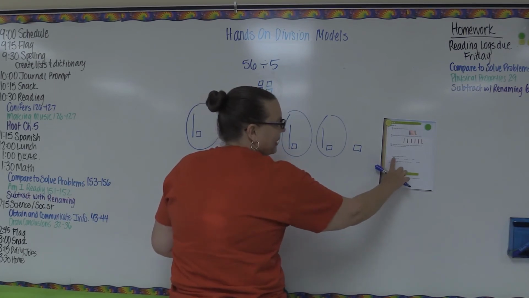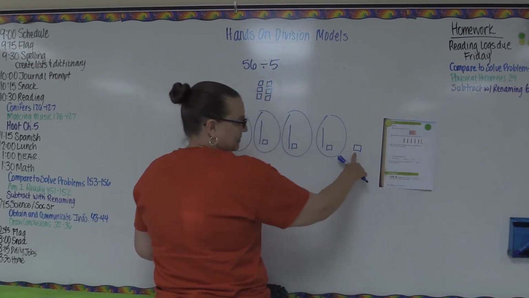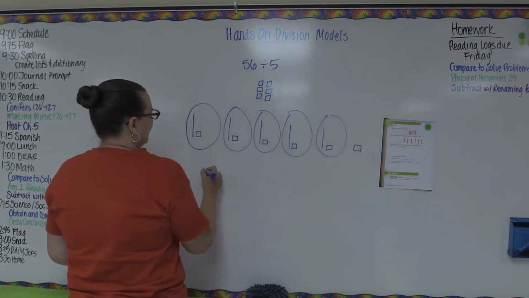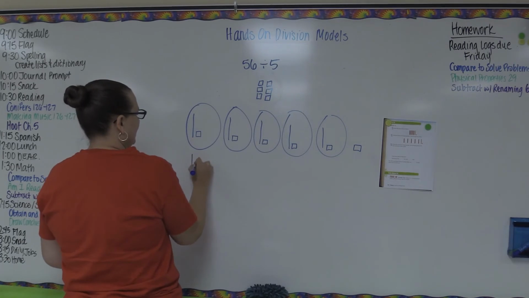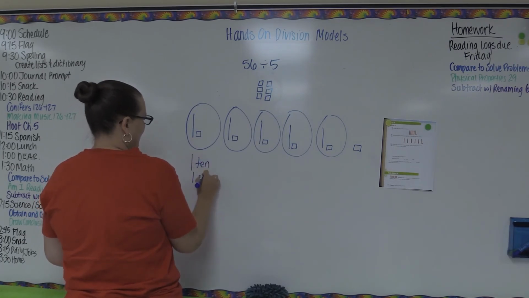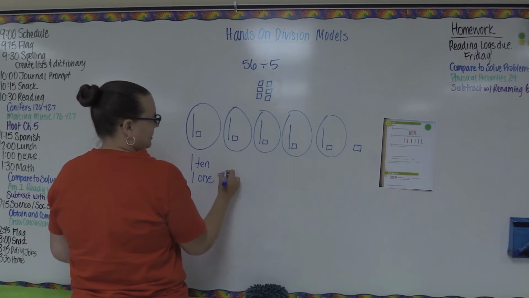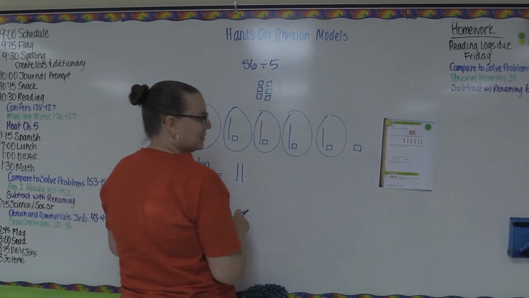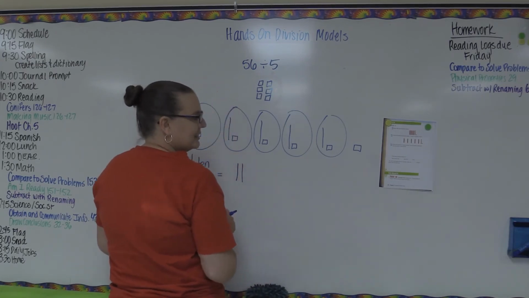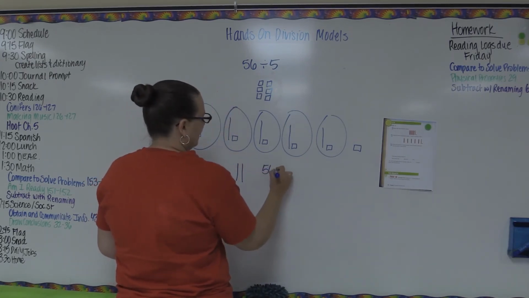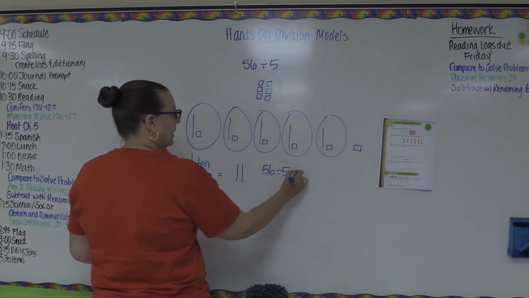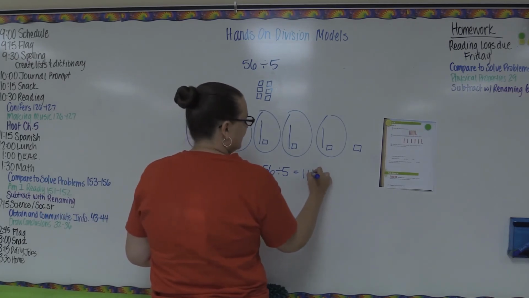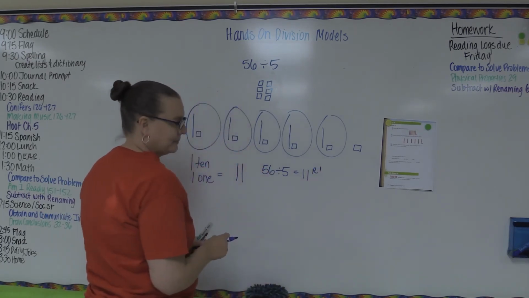So it asks us right away, how many ones are left over? Well, there it is, there's 1. And then it asks how many each group has. So each group has 1 ten and 1 one, right? Which is 11. If we're counting it, we can do it that way. So when we divide 56 into 5 groups, which is what we did with our model here, our answer is 11, because that's how much is in each group. And we have a remainder, so we can write it as R1, right?